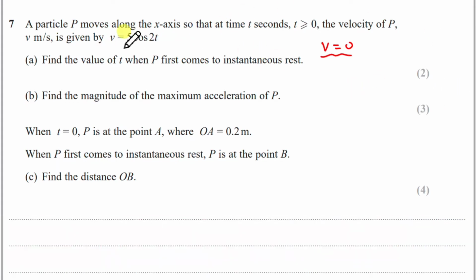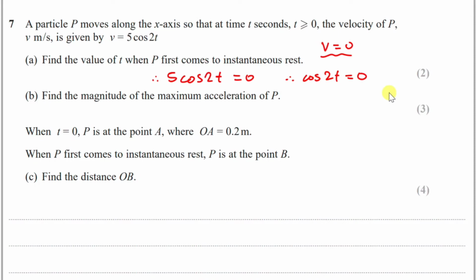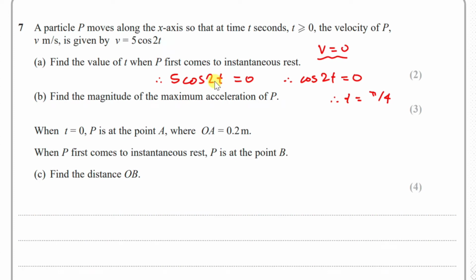Now to do that, just equate this to 0. So we're going to therefore have 5 cos 2t equals 0. And just solve it. Divide 5 across, you still have cos 2t equals 0. My personal advice is to keep your calculator in radian mode. And now cos inverse this and then divide it by 2, you should have a result of t equals pi over 4 in your calculator. And that's basically roughly 0.785 seconds. So that's it. It basically goes to instantaneous rest in less than a second.